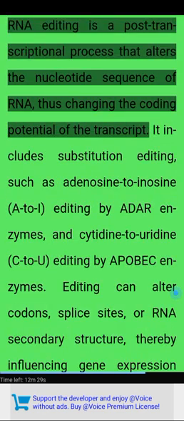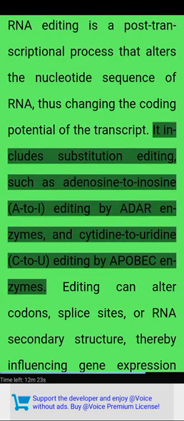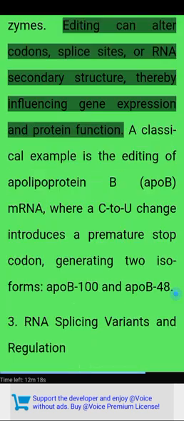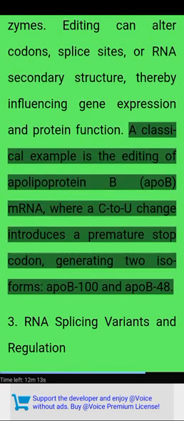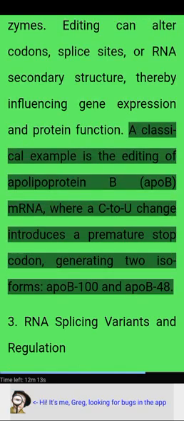2. RNA editing. RNA editing is a post-transcriptional process that alters the nucleotide sequence of RNA, thus changing the coding potential of the transcript. It includes substitution editing, such as adenosine to inosine (A to I) editing by ADAR enzymes, and cytidine to uridine (C to U) editing by APOBEC enzymes. Editing can alter codons, splice sites, or RNA secondary structure, thereby influencing gene expression and protein function. A classical example is the editing of apolipoprotein B, ApoB mRNA, where a C to U change introduces a premature stop codon, generating two isoforms, ApoB100 and ApoB48.